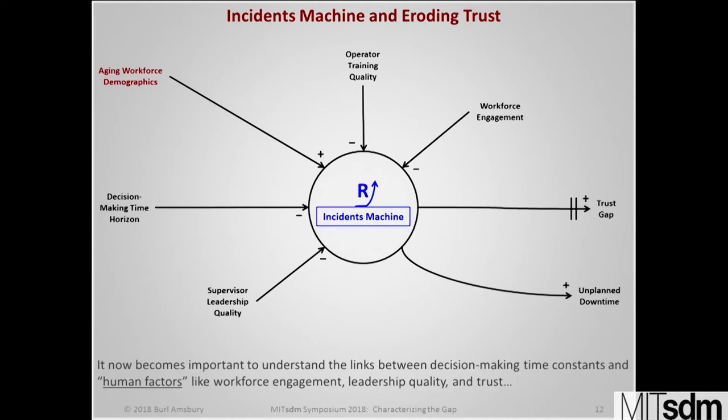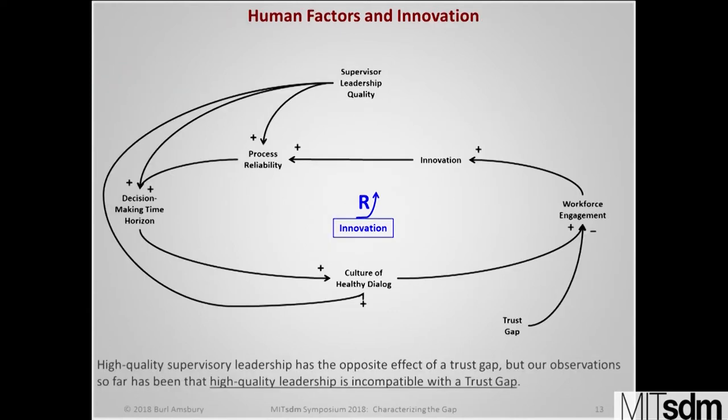Now, we've started talking here about some human factors issues. They're hard to quantify, tempting to shuffle aside and consider as issues for HR to deal with. But they're really important. The things I'm talking about are leadership quality, trust, and engagement. So let's talk about how we loop those in and make sense of those things.